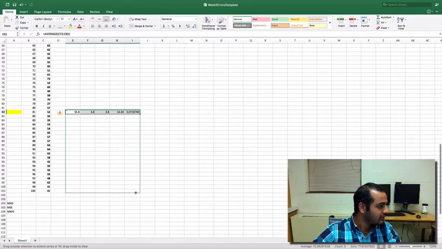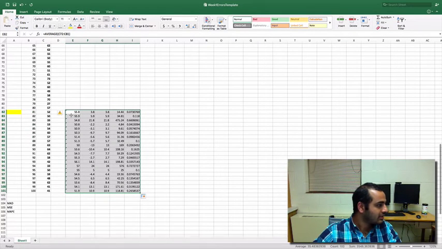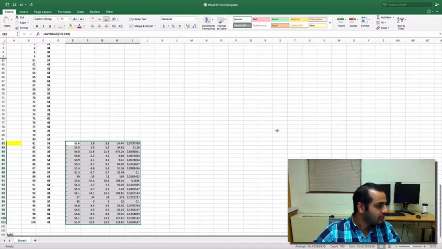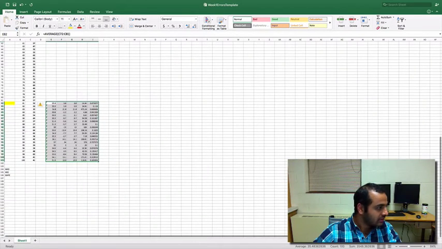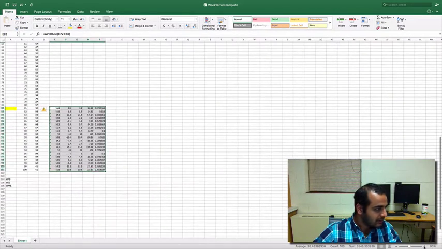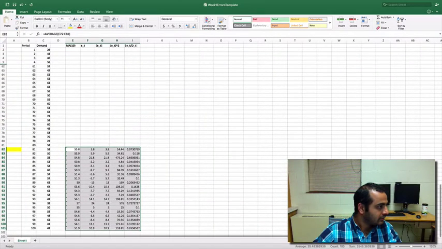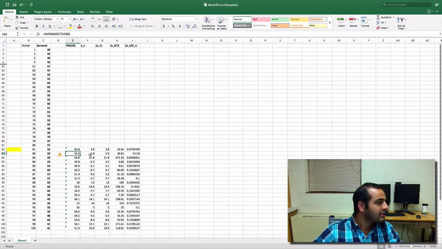Let me drag this all the way for the 81 through 100 periods. If we make it slightly smaller here so that we can see, oh, a little too small. So these are the predictions. This is the mean deviation. This is the mean absolute deviation. This is the mean squared error, and this is the mean absolute percentage error.